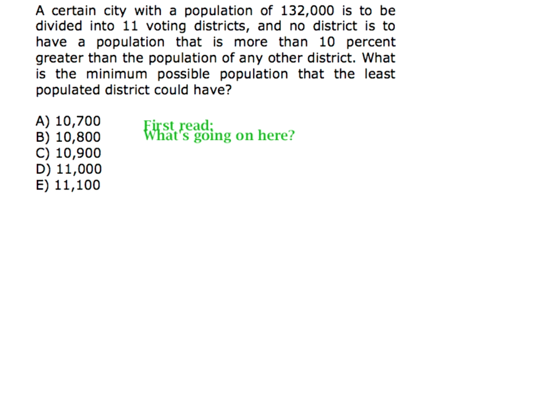Okay, well, let's answer what's going on here. So, you have 11 districts, and that means you want to minimize one district. So you want to basically make one district as desolate and as unpopulated as possible. You want to minimize the population of one district.